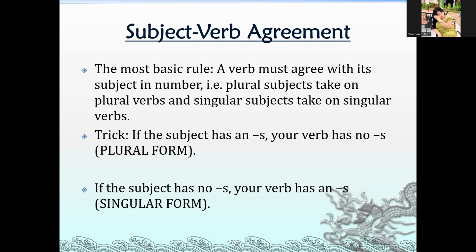Okay, another example. The children, ito, very tricky ito. The children enjoy or enjoys riding the horses? Children is plural or singular? The children enjoy, without S. Kasi children, plural yon, at walang S. You get it? The children enjoy riding the horses.